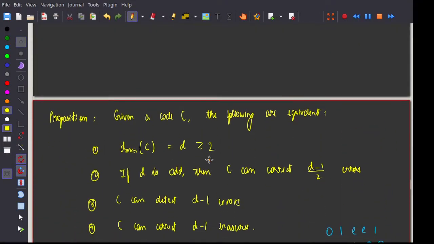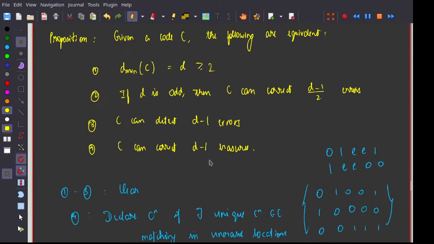So this is a particularly important result. Given any code, there's a connection between the minimum distance of the code and the number of errors and erasures it can correct. If d is the minimum distance of the code, then if d is odd, the code can correct (d minus 1) by 2 errors. If d is even, then it can correct d by 2 minus 1 errors. And it can always detect d minus 1 errors, and it can correct d minus 1 erasures.